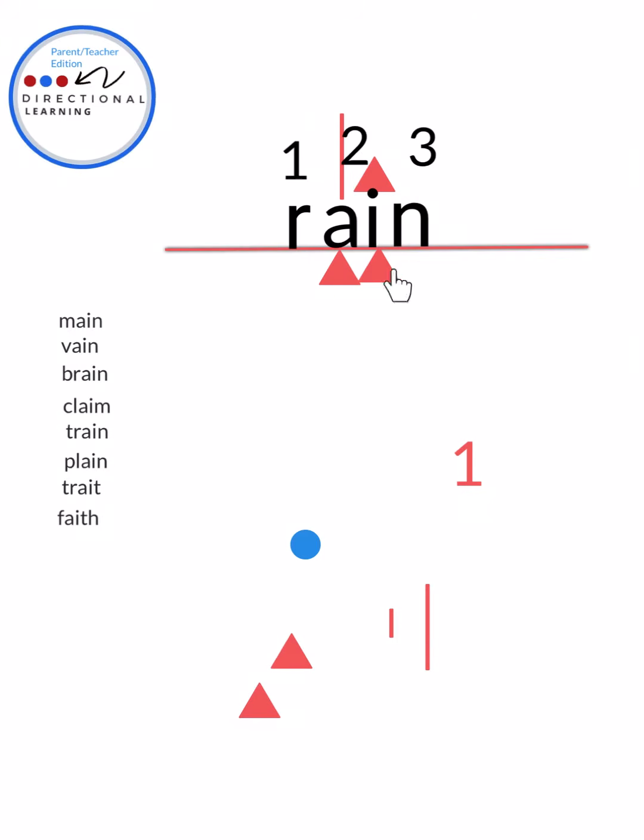Now you have 2 red letters, but how many red letters do you hear? Let's check. Ra-a-n. You only hear from 1 because this one's silent. So if you have 2 red letters and you only hear from 1, it's going to be a 1-syllable word. And that's how I would teach it to the student.